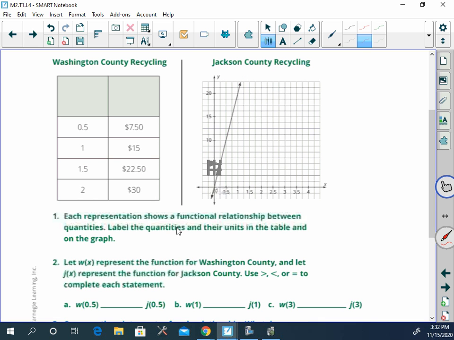Each representation shows a functional relationship between quantities. So it's just saying they're both functions. Label the quantities and their units in the table and on the graph. So what this would represent here would be the weight of the cardboard. And that's what would be across the bottom here. These aren't the same as each other, okay? This is for a different set of values than this is, but this would still be our weight of the cardboard.